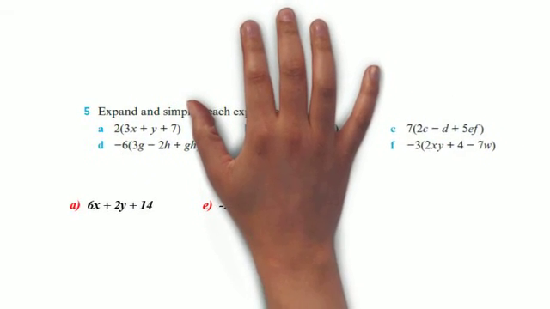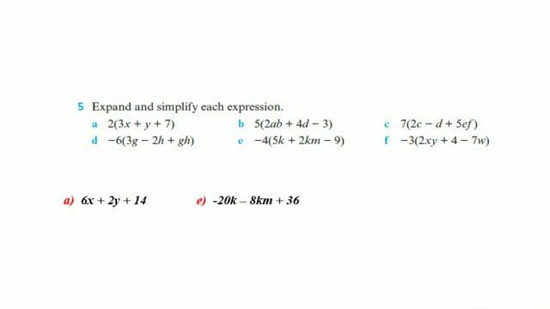Question 5, expand them out. Part A, when you multiply by 2, becomes 6x plus 2y plus 14. Let's look at part E. When you multiply it out by negative 4, it becomes negative 20k minus 8km plus 36. And there's no like terms, so we cannot simplify any further. They are in their simplest form.